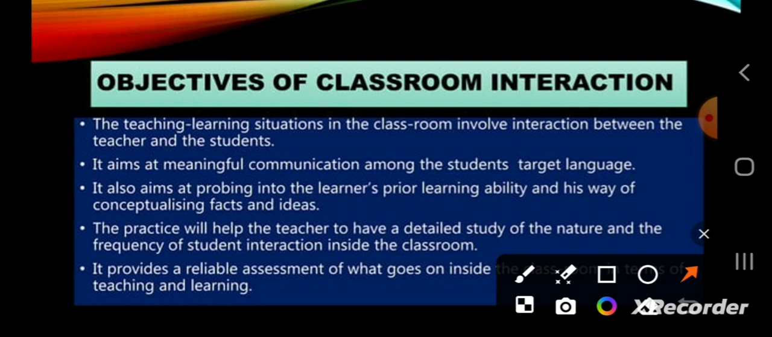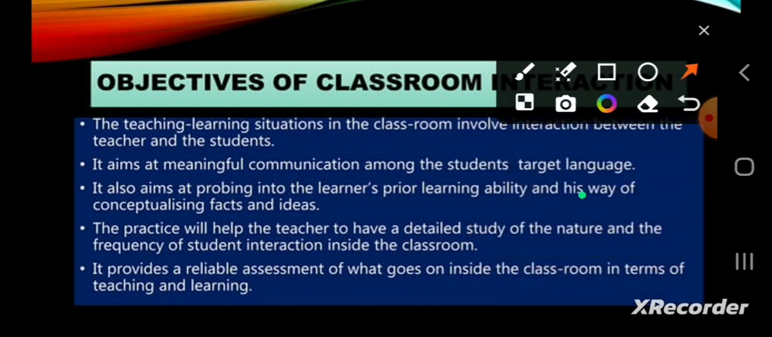Assessing prior knowledge: explore students' existing knowledge and understanding and how they conceptualize information, to tailor instruction accordingly. The practice will help the teacher to have a detailed study of the nature and frequency of student interaction inside the classroom. Analyze the nature and frequency of student interaction to understand engagement levels and improve teaching strategies.